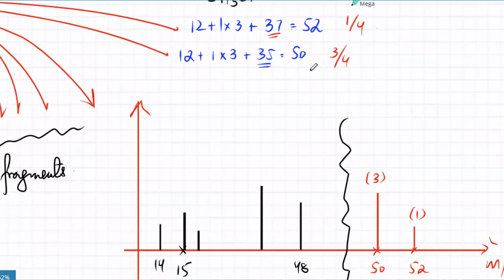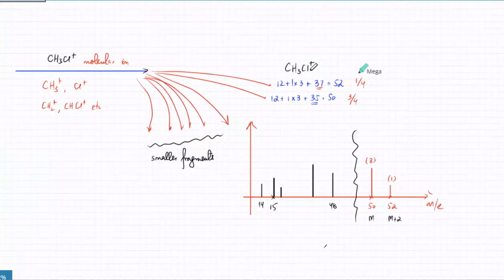So in your detections, you will have lots of tiny fragments, and then there's going to be a detection at the M and M plus 2 peaks, 50 and 52. And the ratio of the heights would be 3:1, which is basically 3/4 and 1/4. That's the probability that if there are 4 particles, 3 out of 4 times chlorine will have a mass of 35, and 1 out of 4 times chlorine will have a mass of 37. Okay? Is this clear?